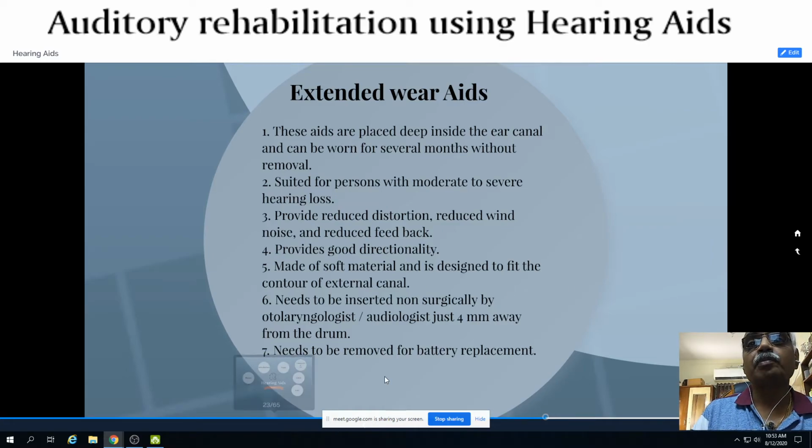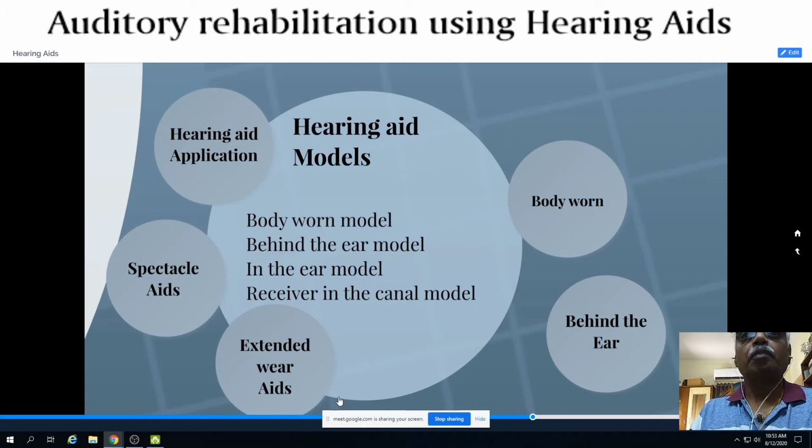So there is nothing perfect about hearing aids. Every type of hearing aid has its own benefits and drawbacks. So you need to customize to the patient's requirement. You need to consider what sort of deafness the patient has, what difficulties the patient is likely to face, and also the financial situation of the patient before prescribing a hearing aid.